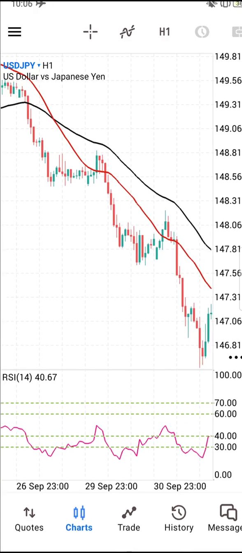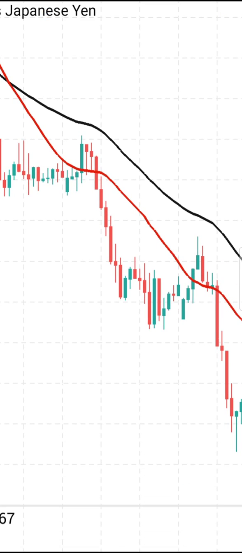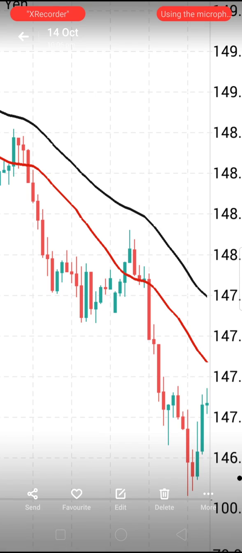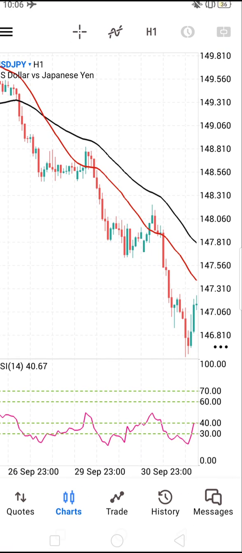And this is where you are entering. This place is where you need to enter the market, because those places are where the market retraces to the 20 moving average. So here you enter the market and sell your market to the next one.